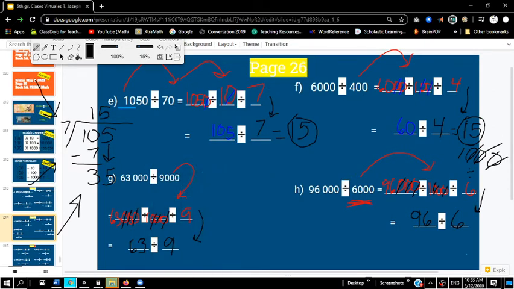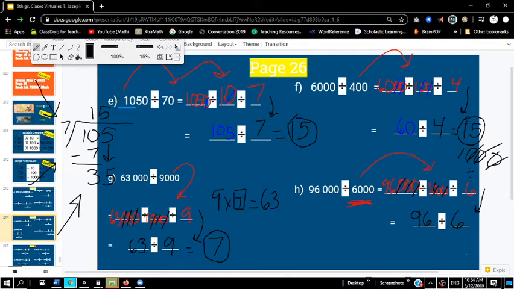63 divided by 9. Well, if you know your multiplication facts, you know that 9 times some whole number equals 63, which equates to our division problem, and 7 is our answer. Okay? And let's do that last one.